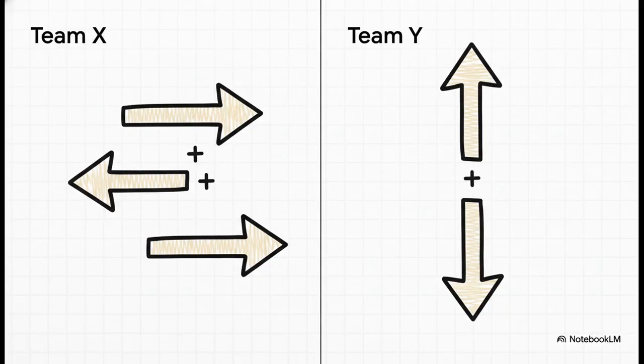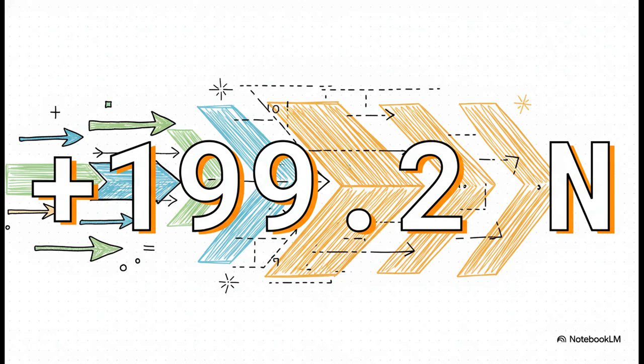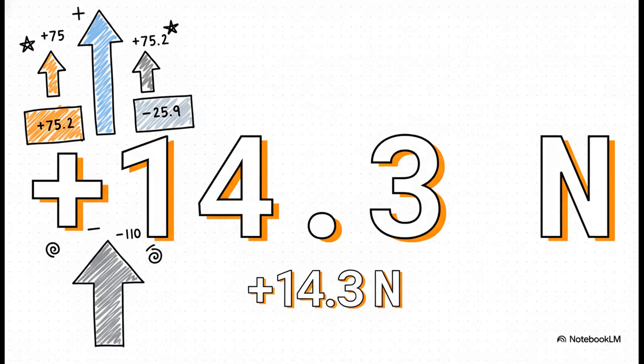So we've done it. We've broken every single force down into what we can call Team X, all the horizontal players, and Team Y, all the vertical players. The next logical step, of course, is to add them all up and see which team is stronger overall. Let's start with Team X. When we add up all those horizontal components from the table, boom, we get a powerful combined force of 199.2 newtons pulling to the right. Okay, now for Team Y. We add up all the vertical numbers, and what do we get? The final result is a much smaller but still super important force of 14.3 newtons pulling upwards.